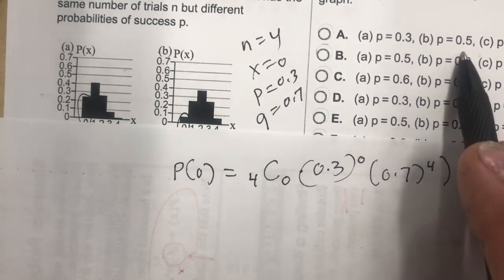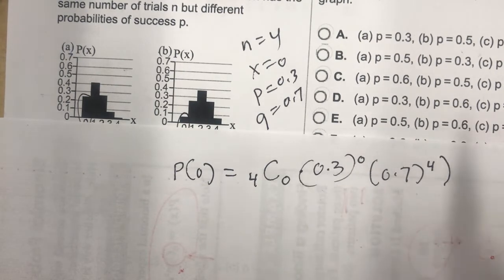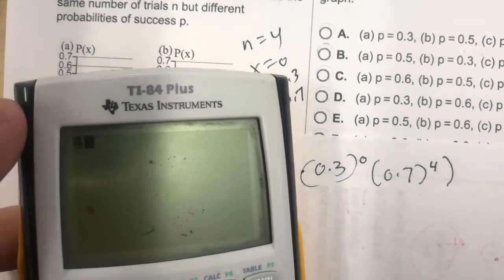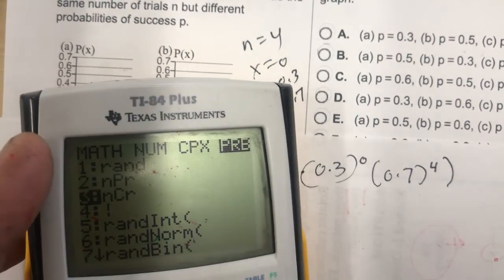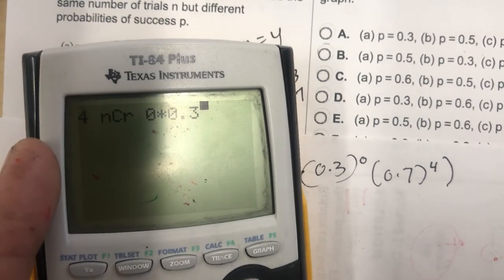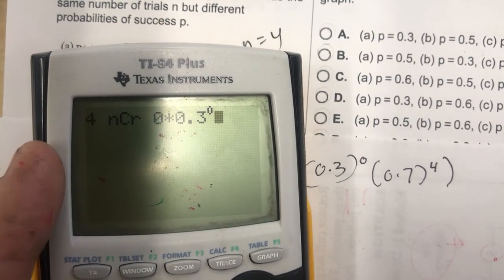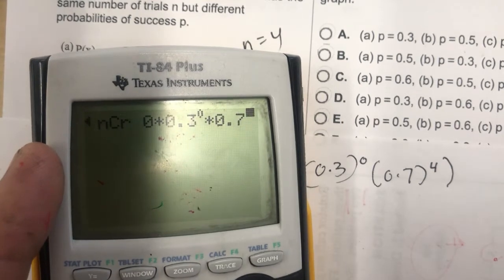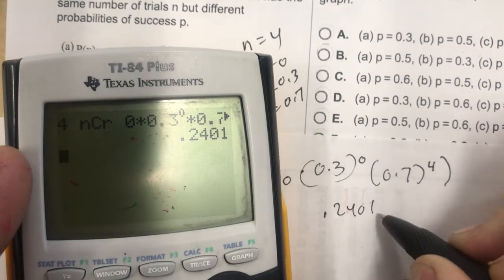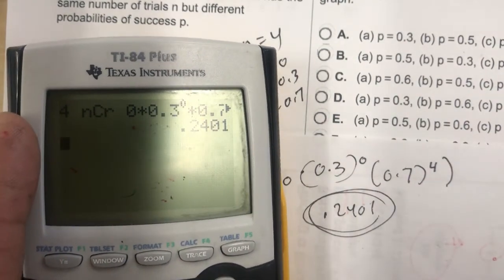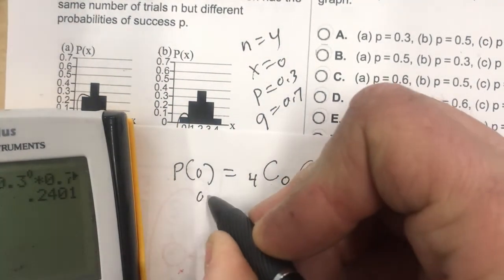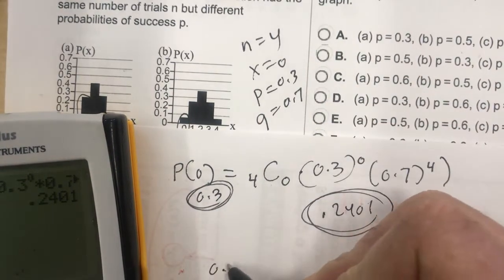Okay, that's what I'm going to type in. And what's cool about this is when I do 0.5, I can just change 0.3 to 0.5. All right, so let's type this in. I got 4 NCR 0 times 0.3 to the 0 power times 0.7 to the 4 power. Okay, what do I get here? I get 0.2401. Okay, now let me make a note here. This was 0.3.